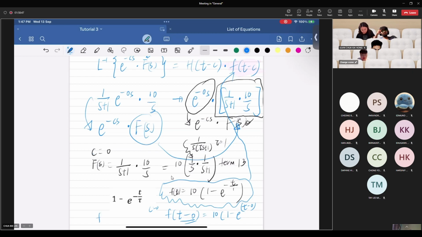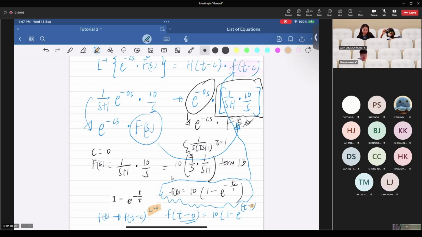Now f(t) changes to f(t minus c). So when you have the t symbol in your equation, the whole t should be replaced by t minus c. But in this case, your c is 0, but you just keep c here so that you understand it's actually from t to t minus c. So you already get this term, then you also have this term because you have h(t minus 0). Then the answer will be like this one.